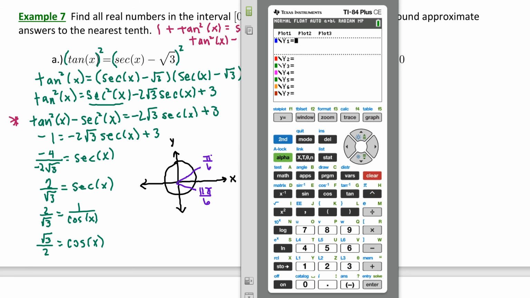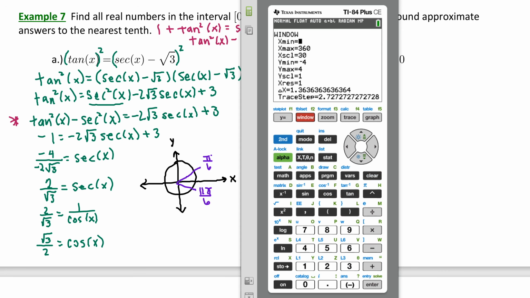Now, if we type this in at y equals, I'm looking at the original equation, and I'm going to plug it in for y equals, but I want all of my terms on one side. So I'm going to subtract that secant of x from both sides, and I'm going to add square root of 3 to both sides. This way, I have the function equal to 0, and then I can examine x-intercepts and how they correspond to my solutions.